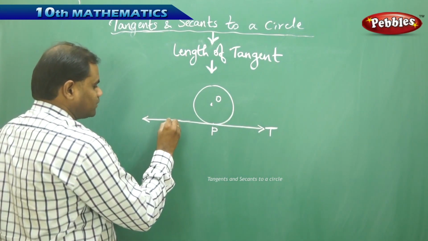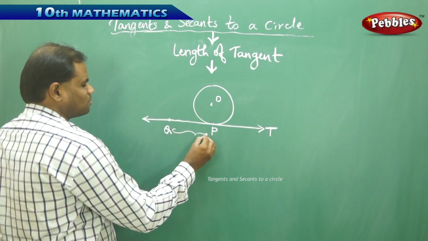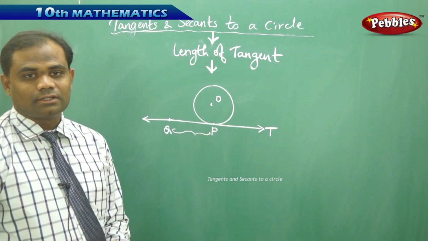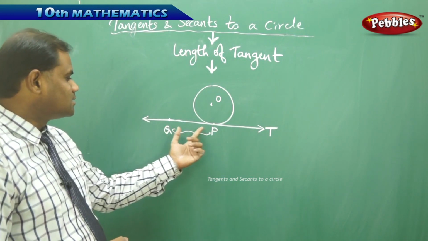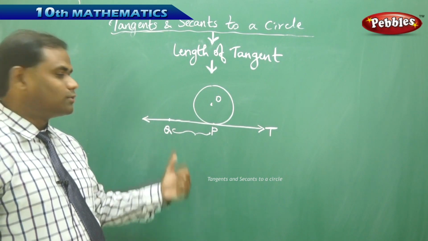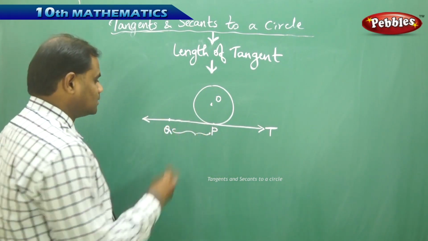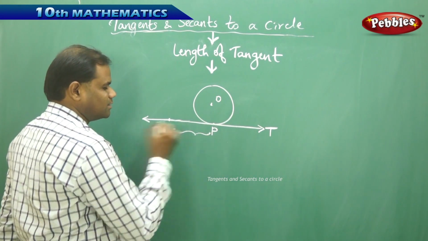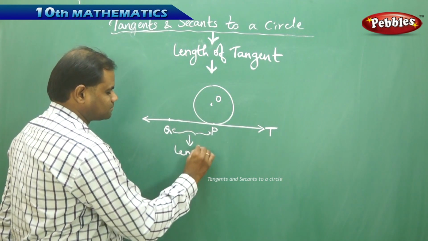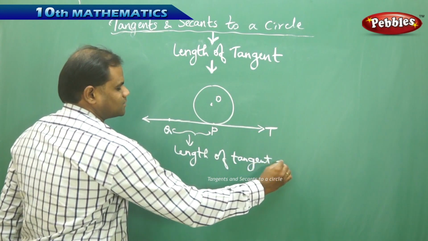Then the length of tangent from, say, a point Q to the point of contact is said to be the length of tangent. That is, the length is referred to as the distance of the point of contact from the desired point. So if Q is any point outside of the tangent or outside of the point of contact, then we have to find the distance between P and Q, which is called the length of tangent.